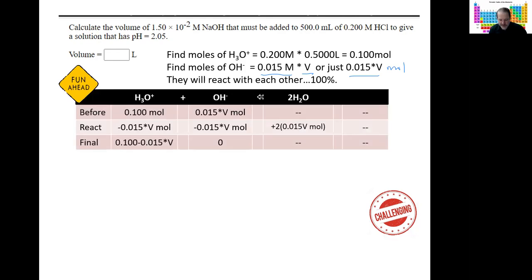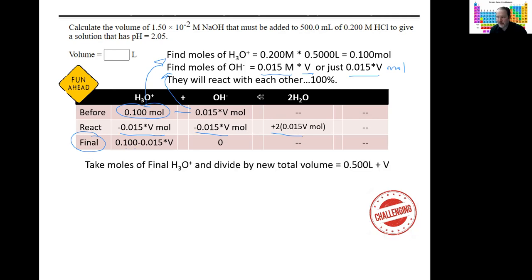So the way that I thought through this one is to set up a BRF table. I have this many moles of hydronium to start off with, and then I have this many moles of hydroxide to start off with. I don't know what V is for volume, so I have to keep that going through. But the hydroxide will be the limiting reactant, so I'm going to react all of those moles and make some water. When I get done, the final amount of hydronium ion I'll have is 0.1 minus how much reacted. How much is left over when I react?